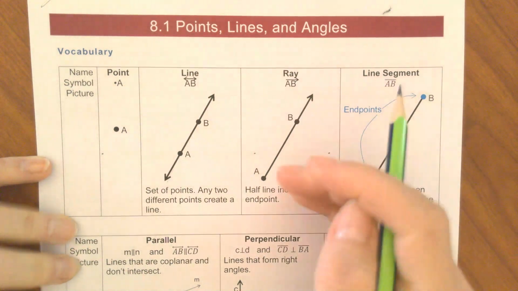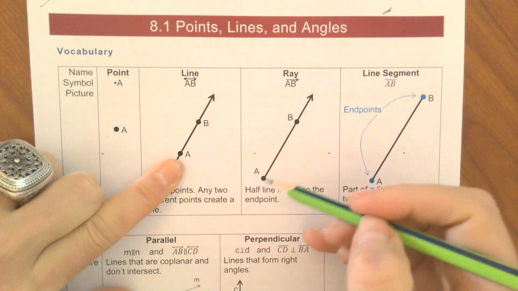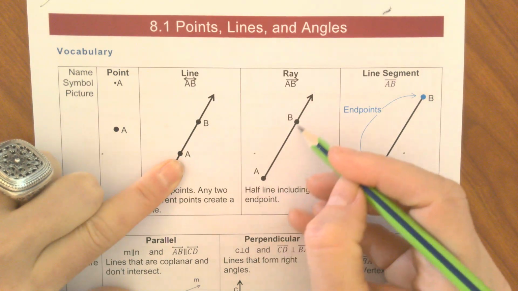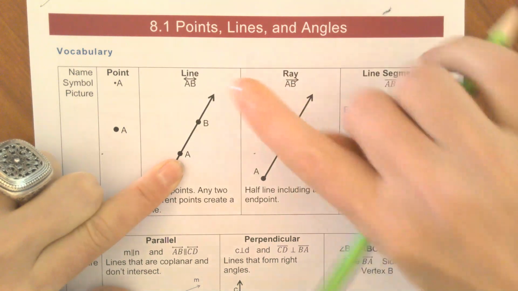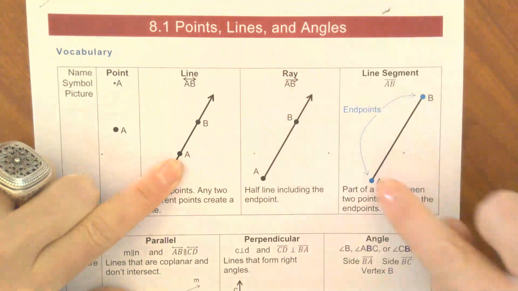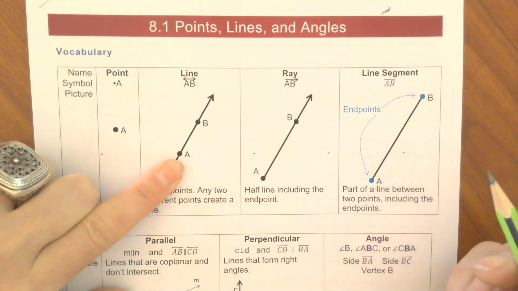And then if I take this part off, it becomes a ray. It goes off in one direction only. It starts here and goes off in one direction. And if I take off this side, then it becomes a line segment. It starts and stops. And the points at the end are called endpoints.